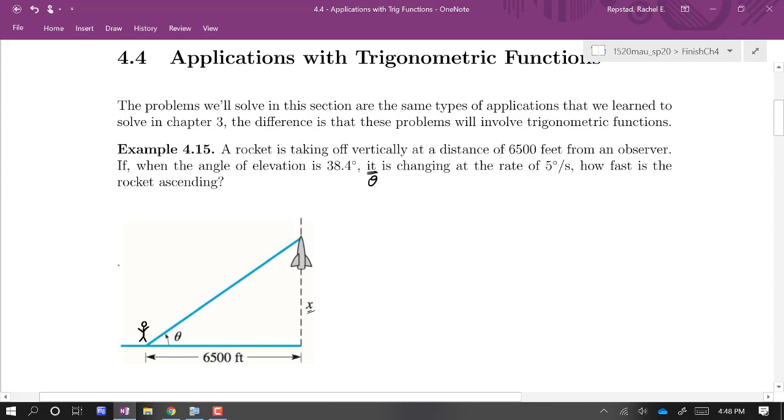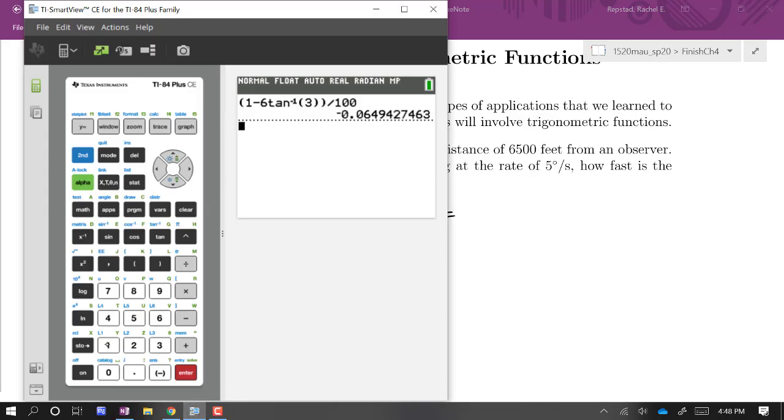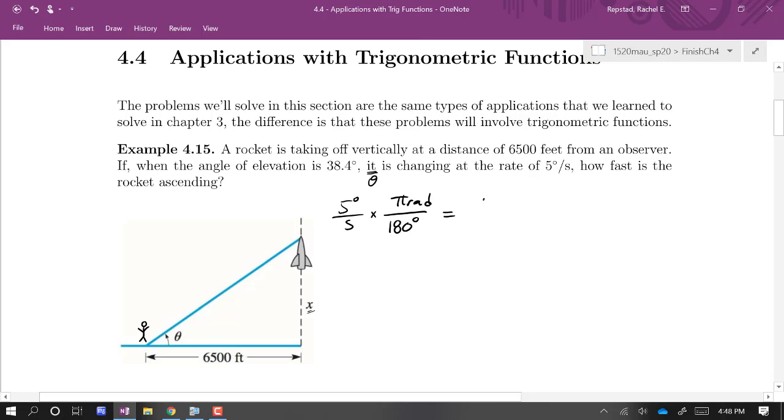So I'm going to change the 5 degrees per second to radians per second. 180 degrees is equal to pi radians. You could do it out on the calculator and write it as a decimal. I am going to just reduce. So 5 goes into 180 36 times. So this is pi over 36 radians per second.